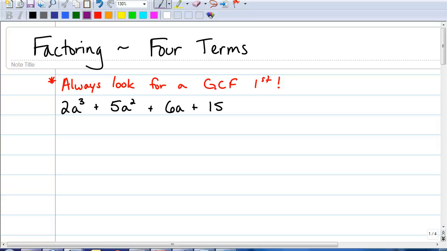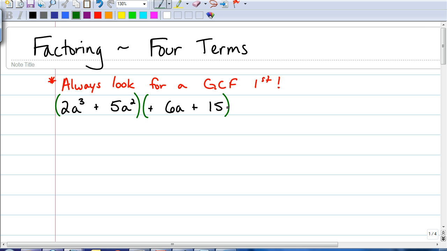A set of 4 terms? Well, just like we talked about yesterday, you always want to start by looking to see if there's a greatest common factor. Now, in this first example, there is not a greatest common factor. So we're going to skip that step, and we're going to go to the next step, which is to group up the first 2 terms and the last 2 terms.